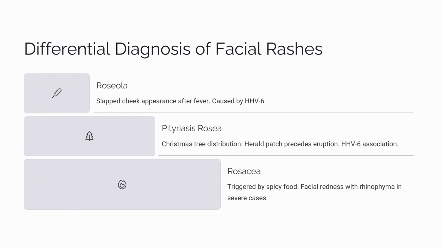These words generally confuse me, so I made a separate slide for it. What is roseola, what is pityriasis rosea, and what is rosacea, which we just saw now. Roseola is caused by human herpesvirus 6, and they have a slapped cheek appearance which develops after fever. Pityriasis rosea has a typical herald patch and a Christmas tree distribution that may or may not be associated with HHV6. Rosacea is triggered by spicy food, alcohol and cold weather. It has facial redness and rhinophyma.